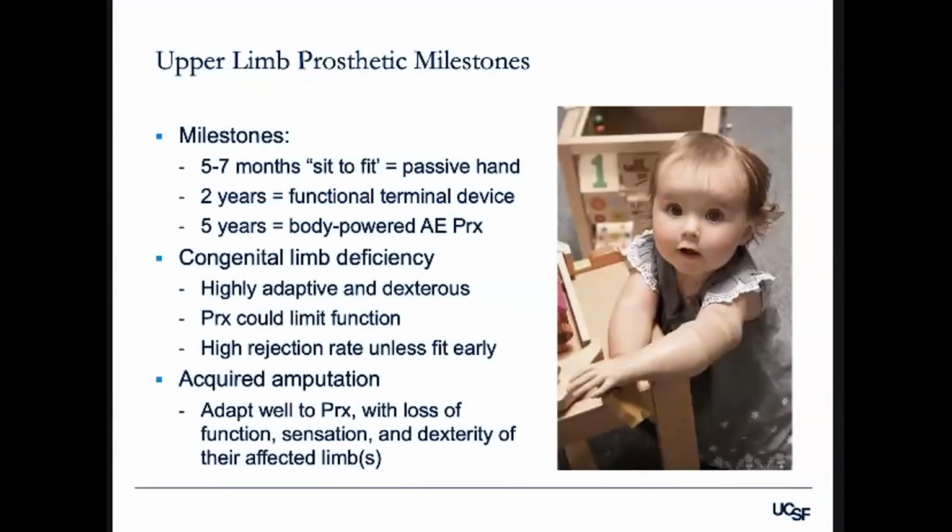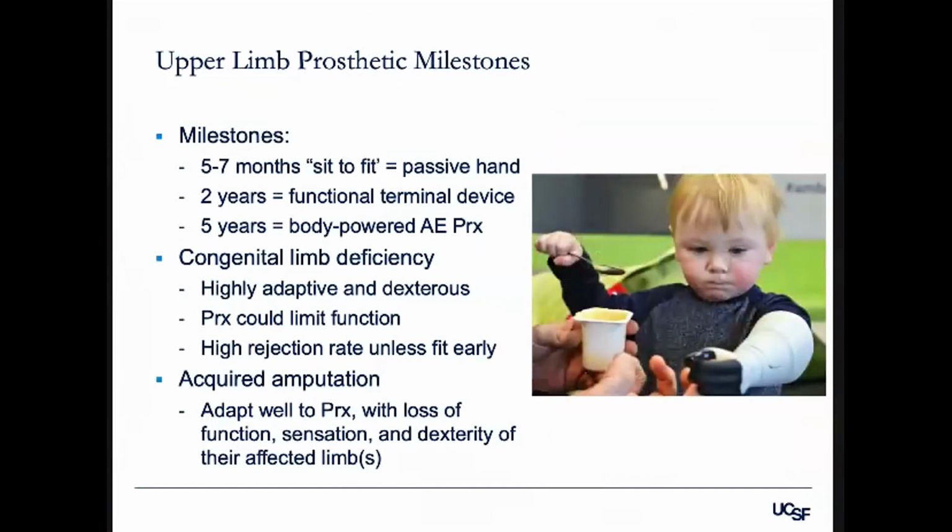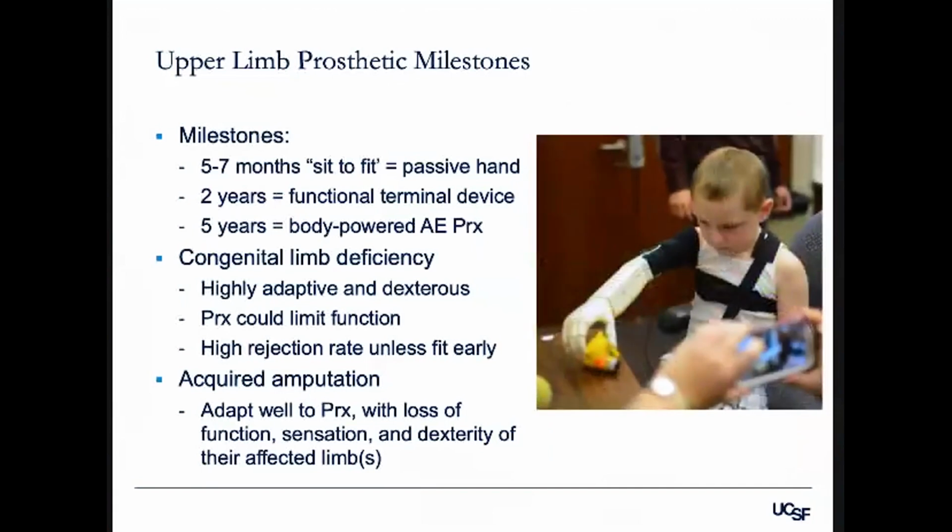With regard to upper limb milestones, sitting balance has traditionally been the determinant for early fitting of a child with their first upper limb prosthesis. Typically, a passive hand is provided at this stage. In theory, the child will adapt to wearing the prosthesis so that by age 2, they're more amenable to learning how to operate a functional terminal device. And by age 5, most children will be coordinated enough to control a body-powered above elbow prosthesis.